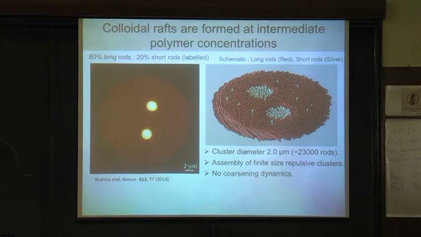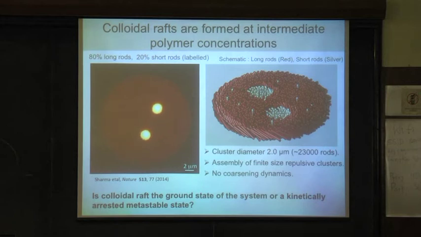So this begs a question: is this state a ground state, or is it a kinetically arrested metastable state? Meaning, is the repulsion between the clusters so strong that they cannot coalesce and make one large cluster and go to the bulk phase separated limit?